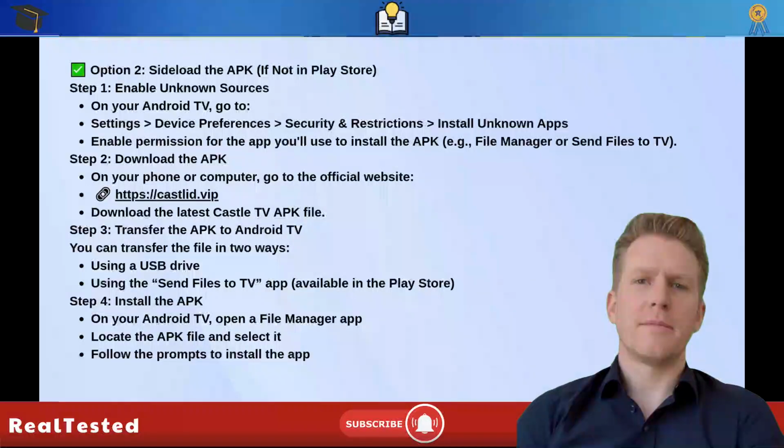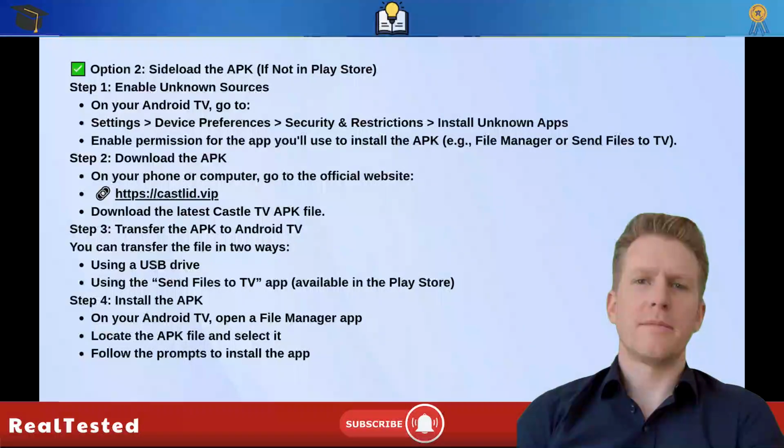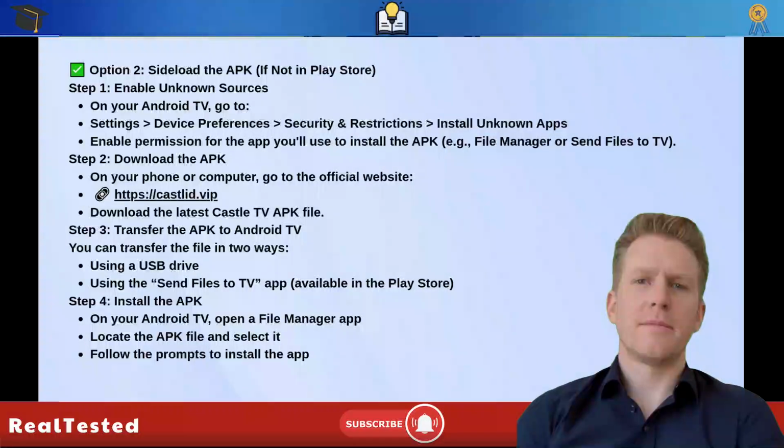Next, download the installer on your computer or smartphone. Visit the official website at castle.vip to get the latest Castle TV APK. After downloading, transfer the file to your Android TV using a USB drive or the Send Files to TV application, which works wirelessly across both your phone and television.